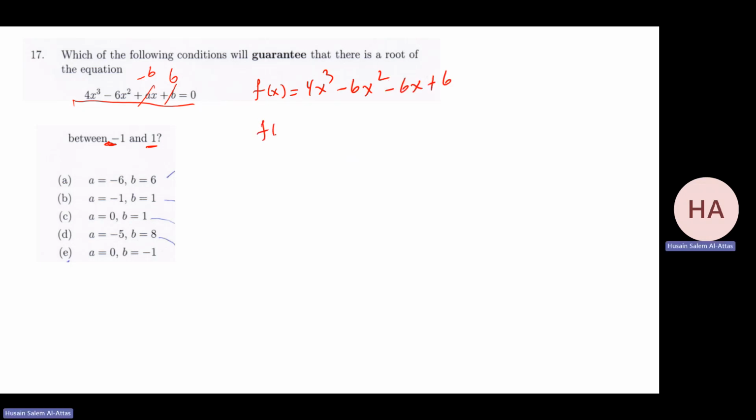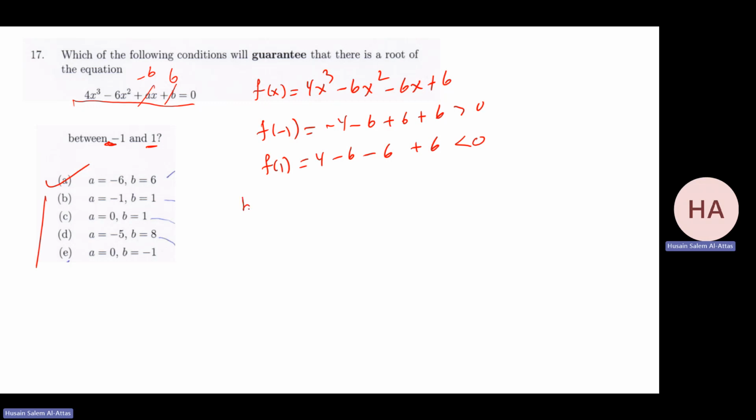So check f of -1 will be what? -4 minus 6 plus 6 plus 6. So that will be positive. F of 1, it will be 4 minus 6 minus 6 plus 6, which is negative. So this one is correct. You need to check the rest, and for sure it will not work.